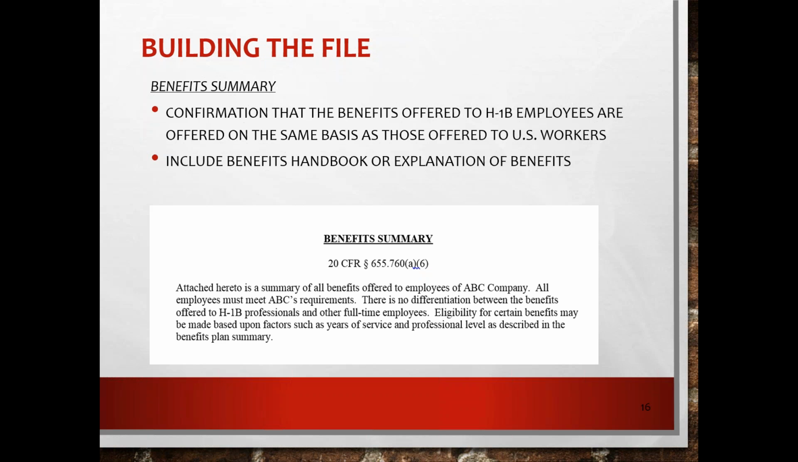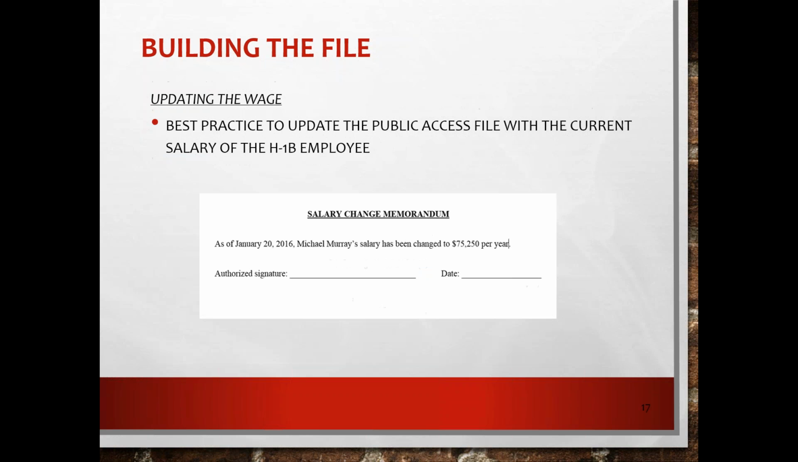And that is our big 5 ingredients. I think you'll agree that it's not as complicated and difficult as it seems. There are a lot of different pieces there, but once you think about the concepts of the LCA and what the government is trying to accomplish, you can see that you can follow that recipe lockstep and be in compliance readily easily. There is one step that we would recommend, which is updating the wage that's in the public access file as you go. If there's a raise or a decrease in the salary paid to the H-1B worker, making a note of that in the public access file is a recommended best practice.